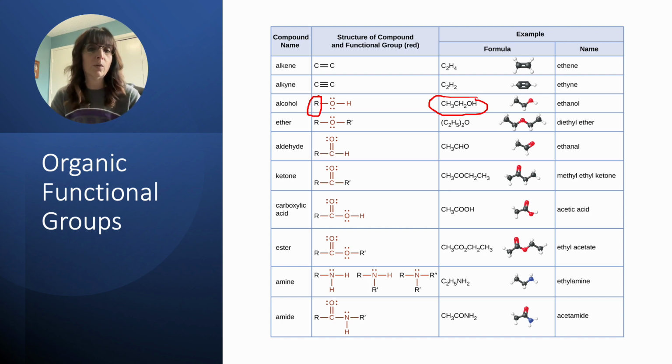Remember, be careful with OHs. OHs could be an alcohol, could be a hydroxide, it could be a base, and it can also be a carboxylic acid. So you have to be really, really careful when you're identifying these things. So we're going to look at each one of these in turn.